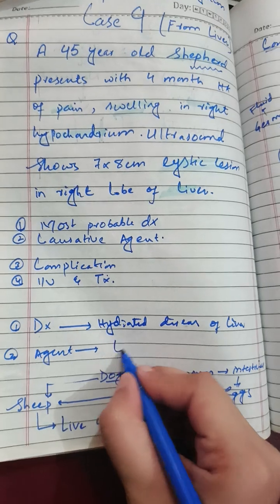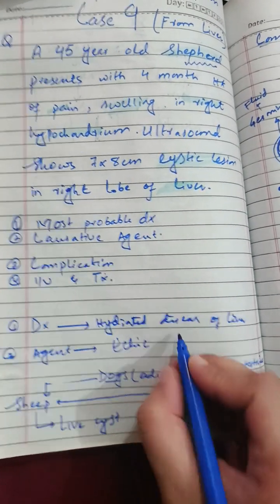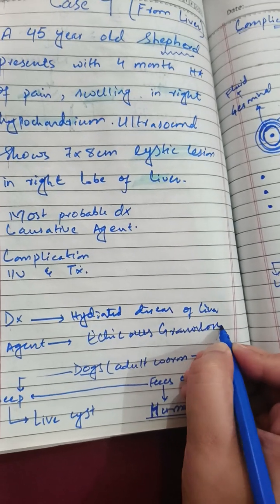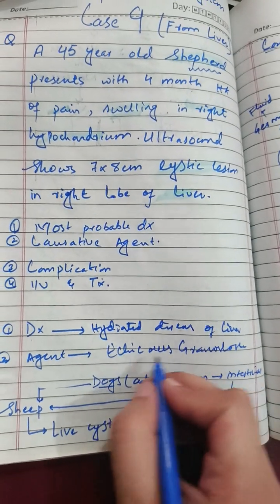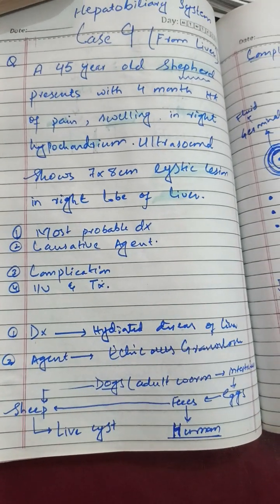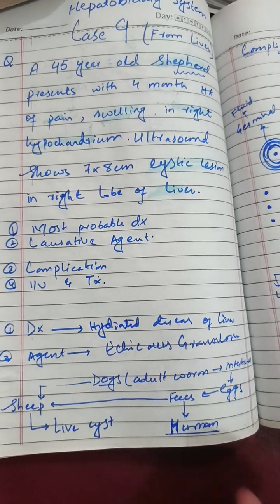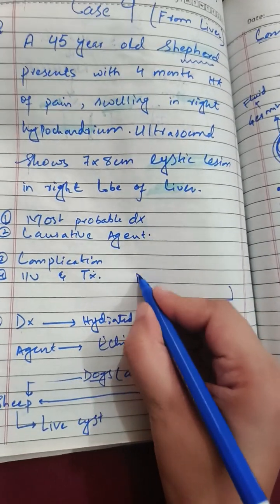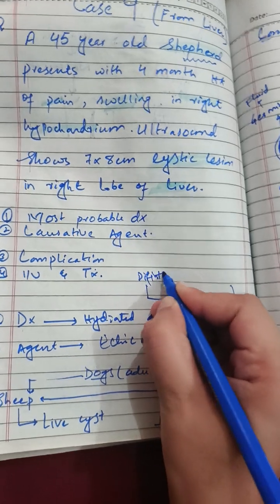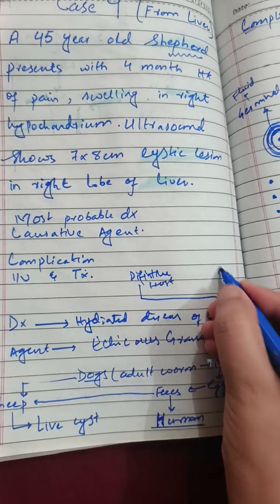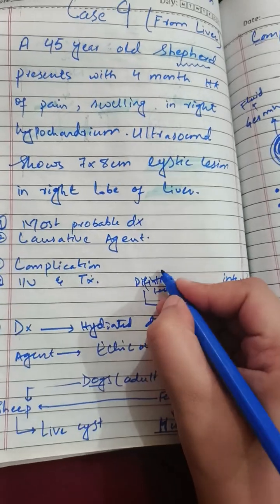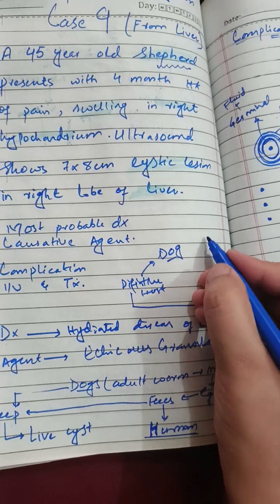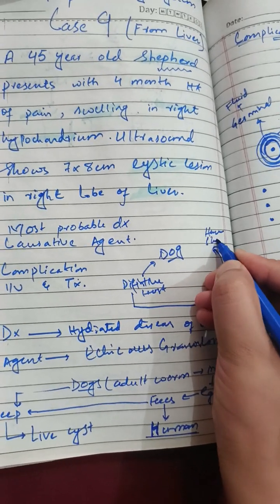The causative agent is Echinococcus granulosus. It is a tapeworm found in sheep grazing areas, and this tapeworm has a definitive host as well as an intermediate host. The definitive host is the dog, while the intermediate hosts include the human and the sheep.